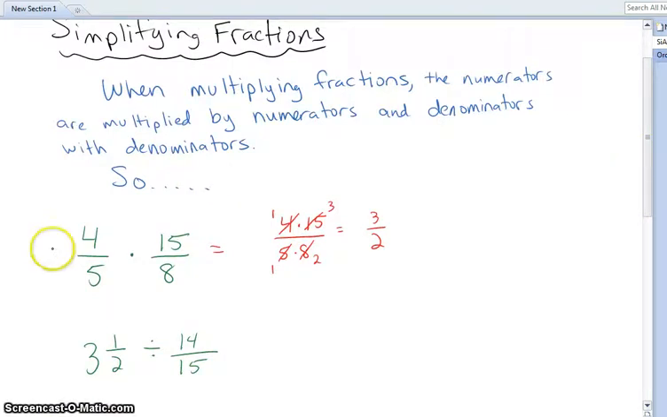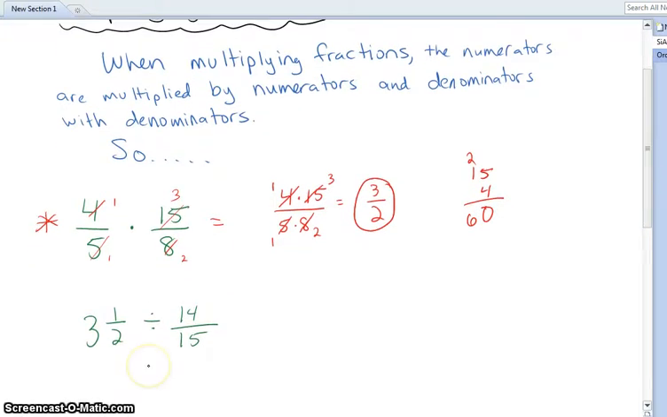So really, in my original problem over here, I can reduce the 5 and the 15, and the 4 and the 8. And I'll get the same answer, 3 halves. That's going to make your life easier because you don't actually have to multiply 4 times 15. I don't have to do this work to find out it's 60. Alright, let's try this other one.